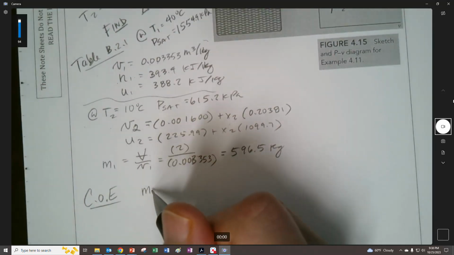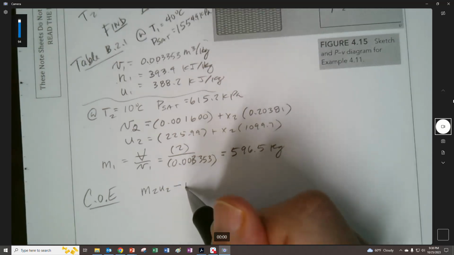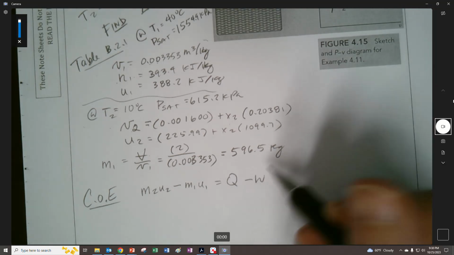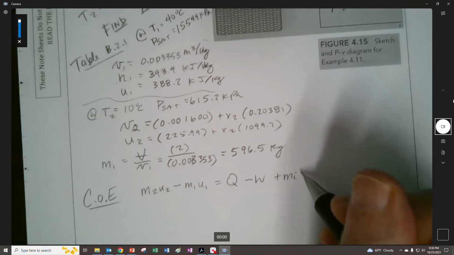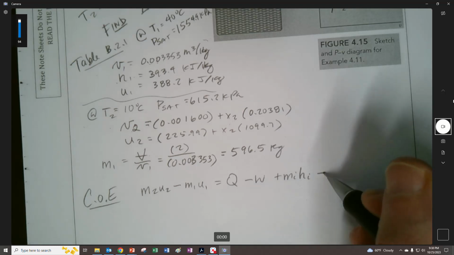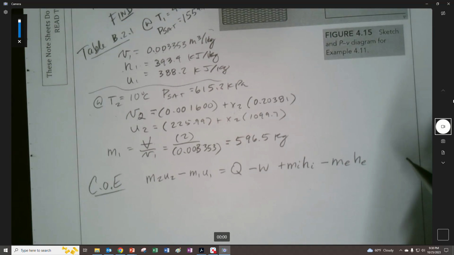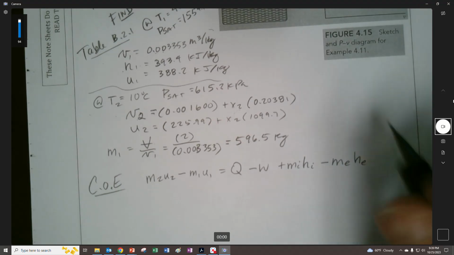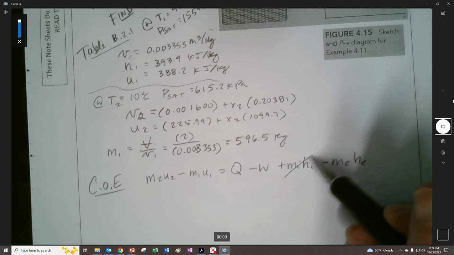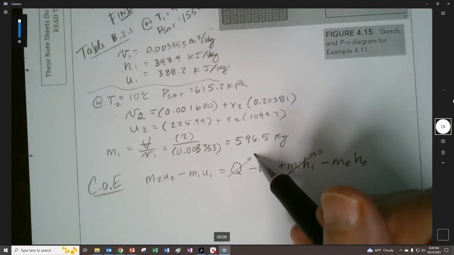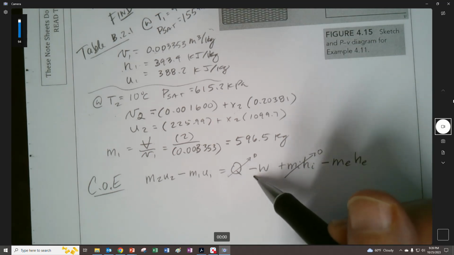So it's going to be M2U2 minus M1U1 equals Q minus work plus M in, H in, M exit, H exit. Right. So we only have mass going out, so that's going to go 0. We're going to say that the thing is insulated. Does it say it's insulated? It's adiabatic. That's good enough. There's no moving parts.